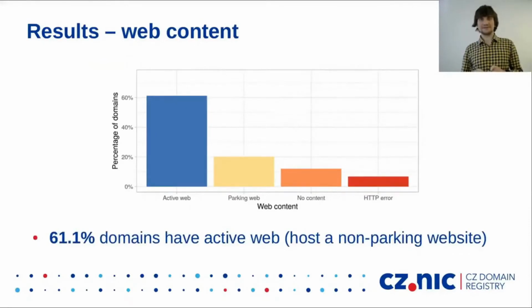And here are the results. We can see that more than 60% of domains host an active web, which means a non-parking website. Around 20% of domains host a parking website. And for another 20% of domains, we were not able to get the content because there was an unreachable server, empty content, or HTTP error.